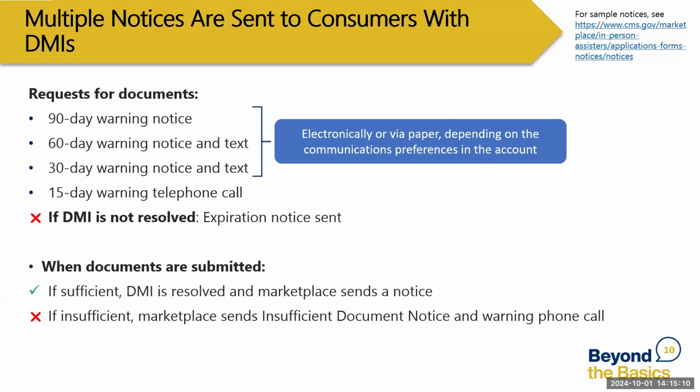If the data matching issue is not resolved, then the individual will get a notice that indicates that their data matching issue has expired. And when documents are submitted, if they're sufficient to resolve the data matching issue, the marketplace will send them a notice saying, good, that has been resolved. If it's insufficient, the marketplace sends notices saying that this isn't enough, like, we got your documents, but this isn't going to do it, and they'll be asked for additional information.